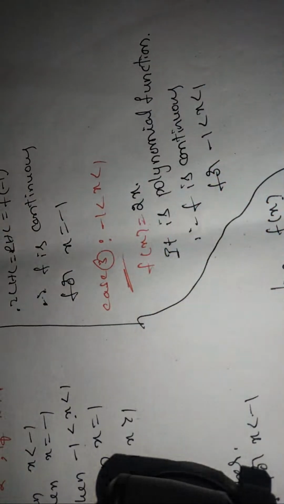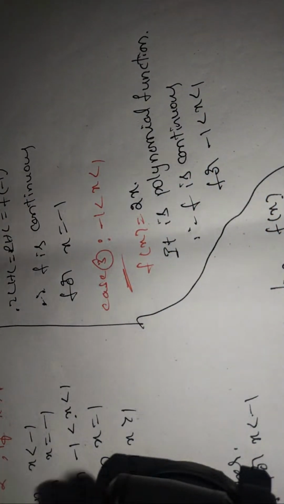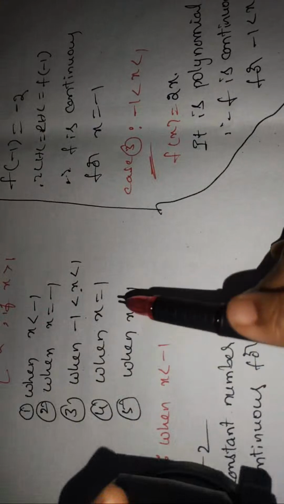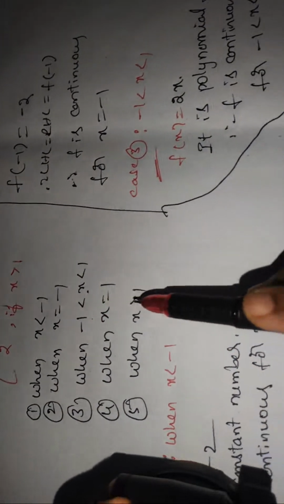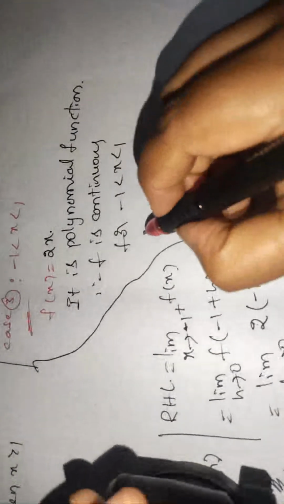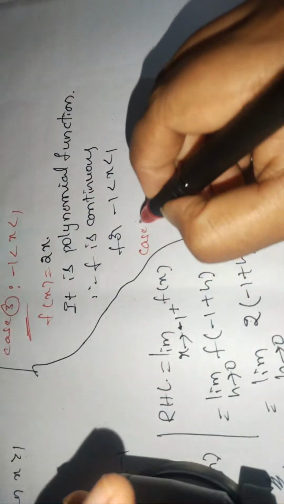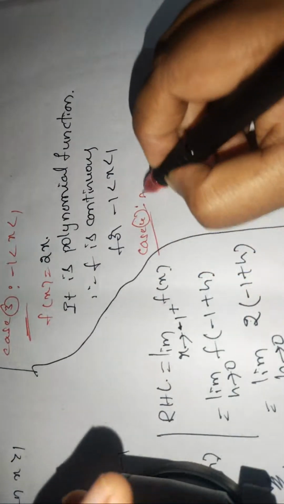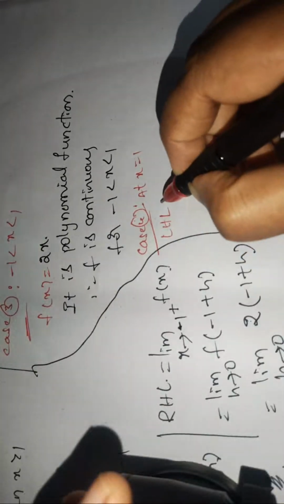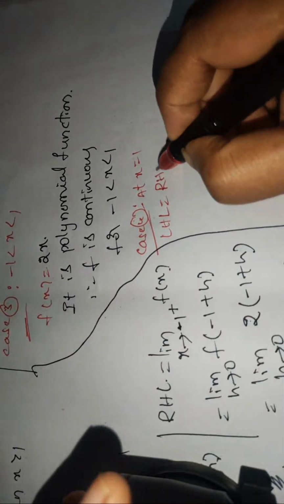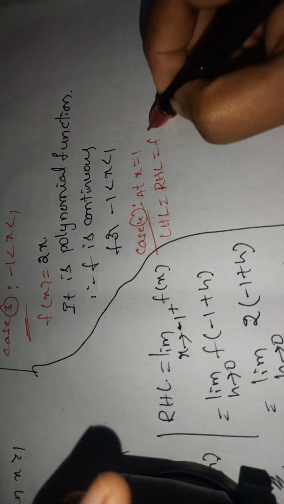Next, one more case. What is the next case? The next case is when x equals 1. Minus 1 we did over. Now for plus 1. So how can we write again? Case 4, at x equals 1, equals k. So LHL is equal to RHL is equal to f of 1.